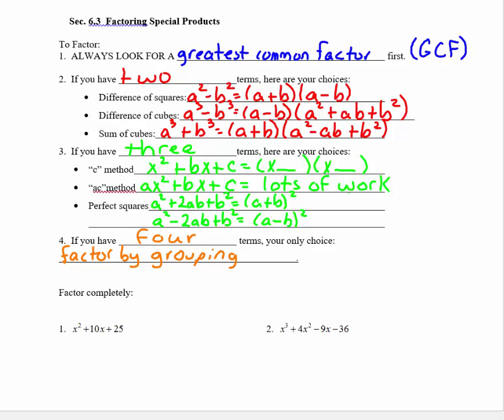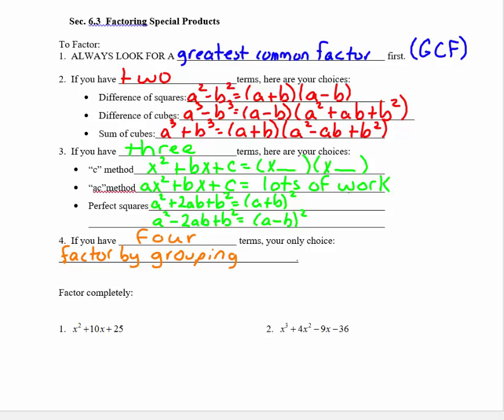You do have to memorize this formula or you will not know how to factor, so make sure you memorize this formula. A cubed minus b cubed equals, in parentheses, a minus b, and in the next parentheses, a squared plus ab plus b squared. Now the sum of cubes looks a lot like that, but the signs are a little switched. So a cubed plus b cubed is going to equal a plus b, then in parentheses a squared minus ab plus b squared.